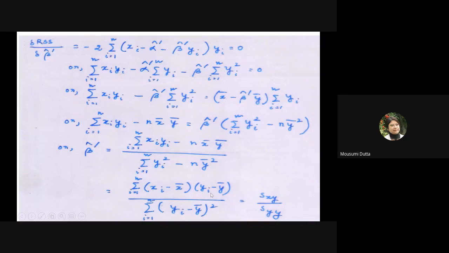The numerator is the same, the numerator is identical. However, here in the denominator, we are getting summation yi minus y bar whole square, whereas in case of beta hat, we get summation xi minus x bar whole square. So for the regression of yi on xi, beta hat over ls is given by summation. And in case of reverse regression, the same kind of beta hat is given by, the numerator is the same, the denominator is changing.